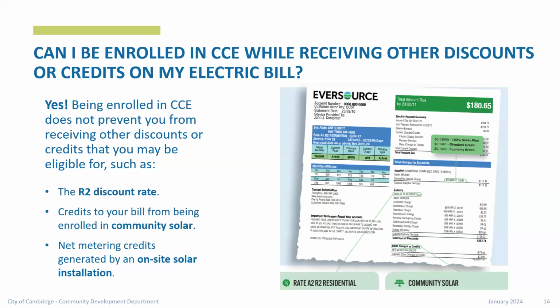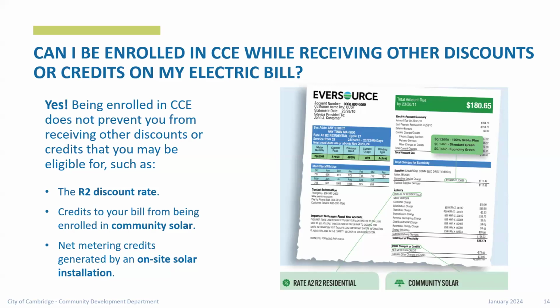Can I be enrolled in CCE while receiving other discounts or credits on my electric bill? The answer to this is also yes. Being enrolled in CCE does not prevent you from receiving other discounts or credits that you might be eligible for, such as the R2 discount rate, credits to your bill from being enrolled in community solar, or net metering credits generated by an on-site solar installation, such as rooftop solar on your home.